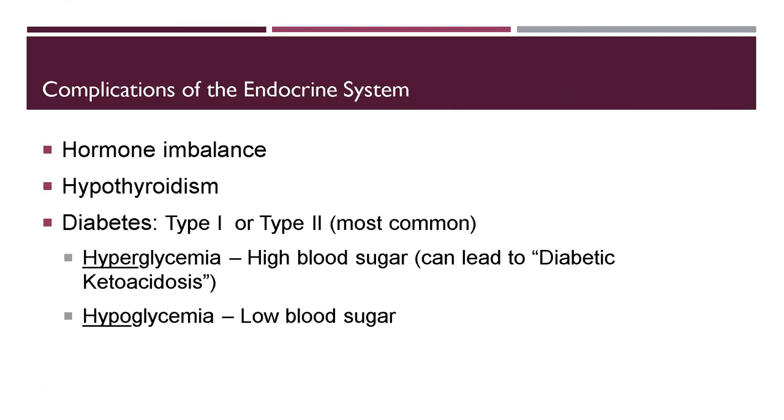Here are a few common complications of the endocrine system. Hormonal imbalances can impact body processes for men or women. Hypothyroidism is an underactive thyroid gland versus the opposite, which is hyperthyroidism, an overactive thyroid gland. Another complication is diabetes mellitus, diabetes for short. There are two types of diabetes, and they are appropriately named type 1 and type 2.